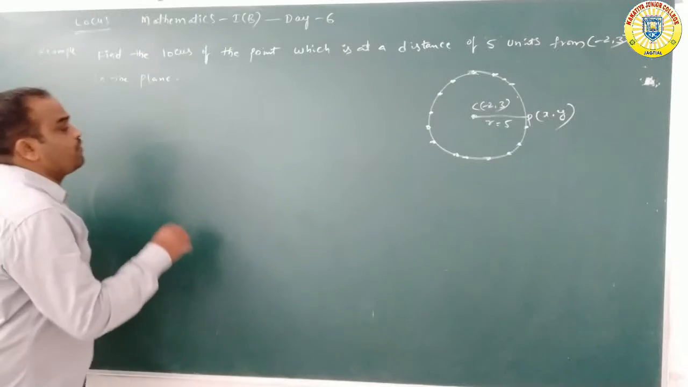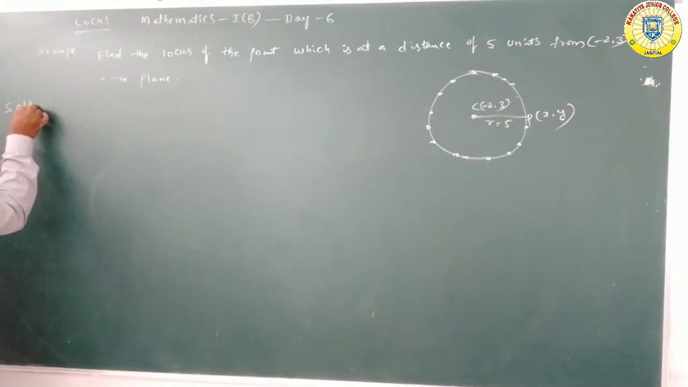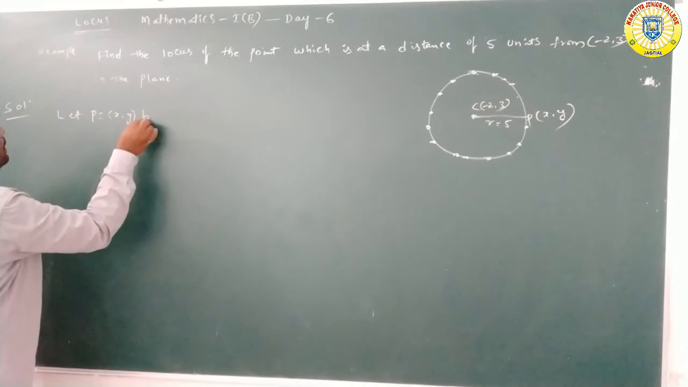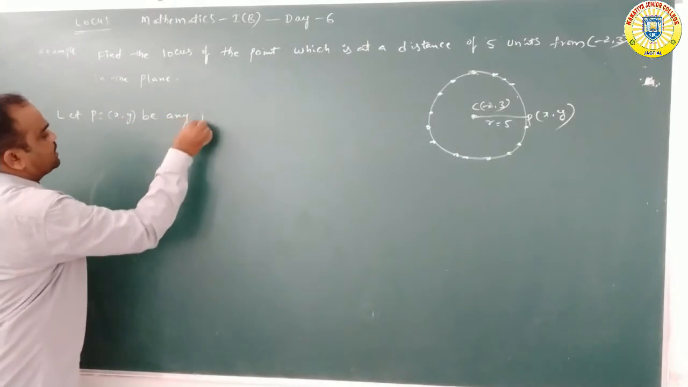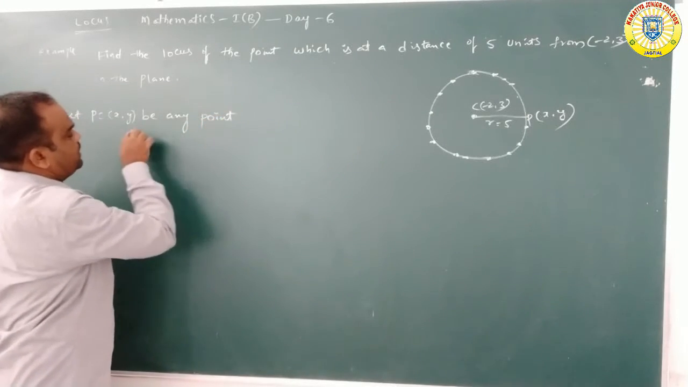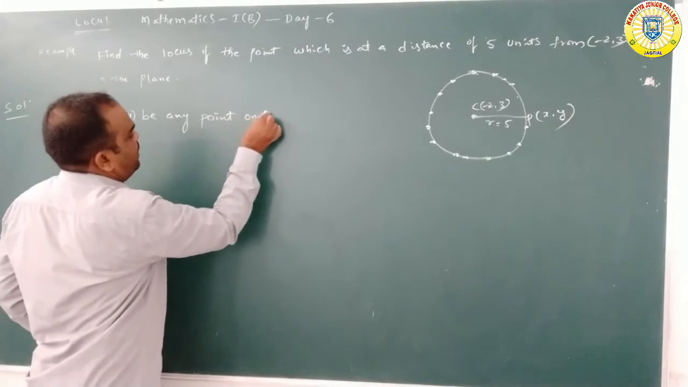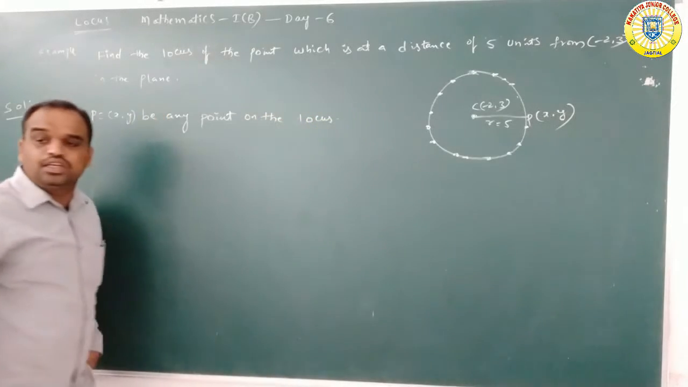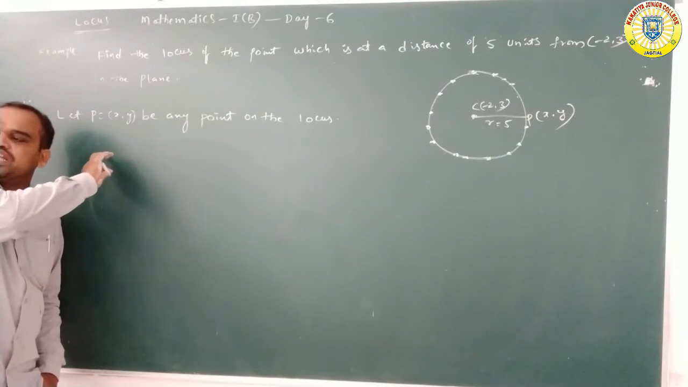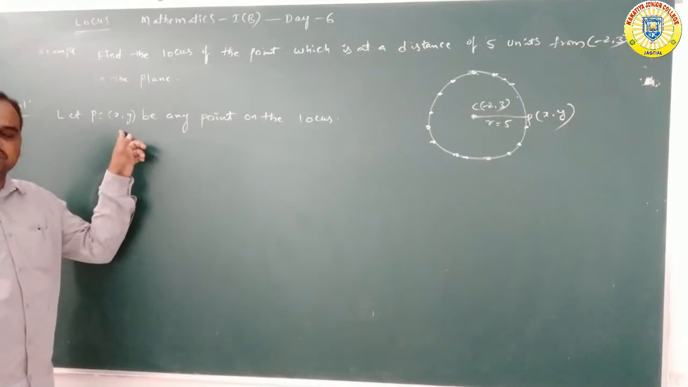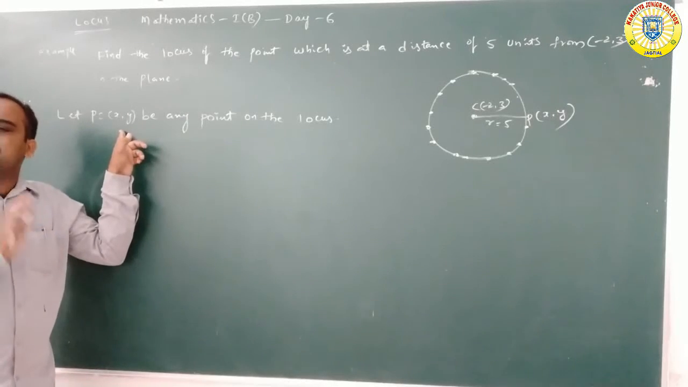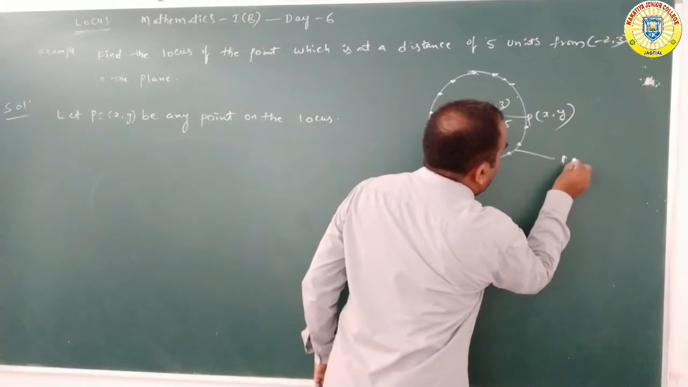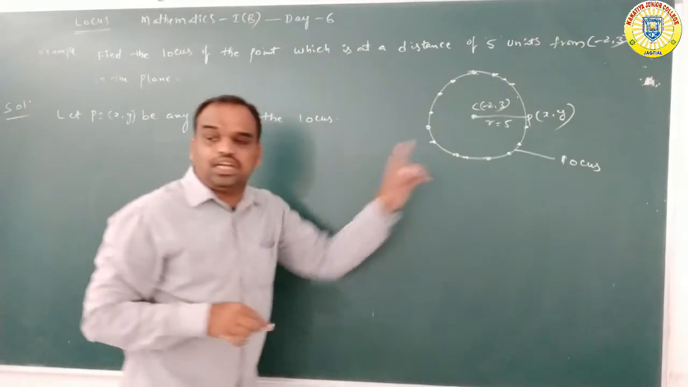So first, the solution. Let P equal to x comma y be any point on the locus. This is the common step for each and every problem. This P must satisfy our given geometrical condition. What is our locus? This circle is our locus. Now we are finding the circle equation.